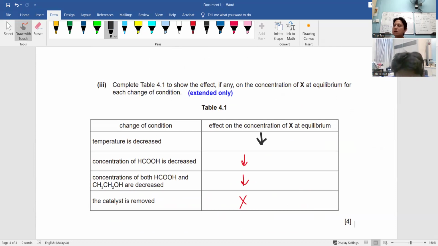The second one, concentration is decreased. You remove the product, it's correct. Concentration of both is also decreased. Correct. Catalyst is removed, no change. Okay, very good. You must be more aware of what you're doing.